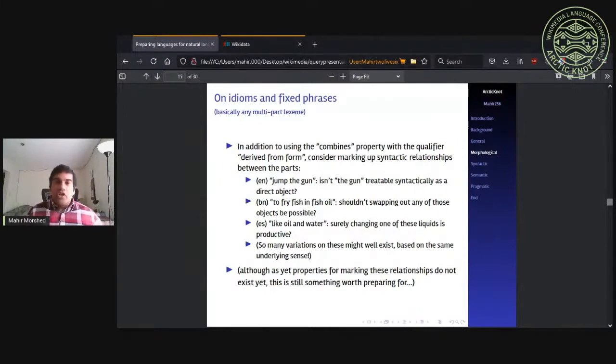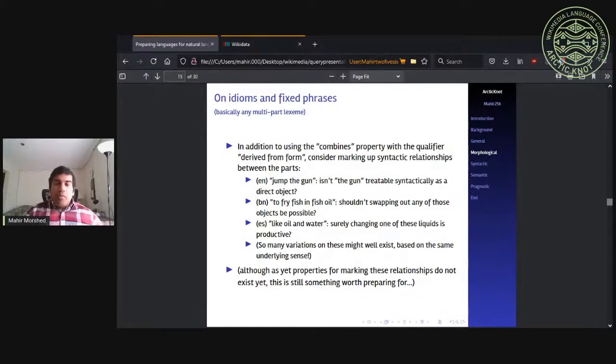For example, we have the English jump the gun. We conjugate the word jump, and then the gun is like a direct object, if you will. Or in Bengali, there's the phrase to fry fish in fish oil. It has an idiom, a proverbial meaning, but it's not inconceivable that we can substitute out either of the nouns or the verb to come up with some derivative meaning based on the proverb. Similarly, for Spanish, there's an idiom like oil and water, and surely changing one of the liquids is productive.